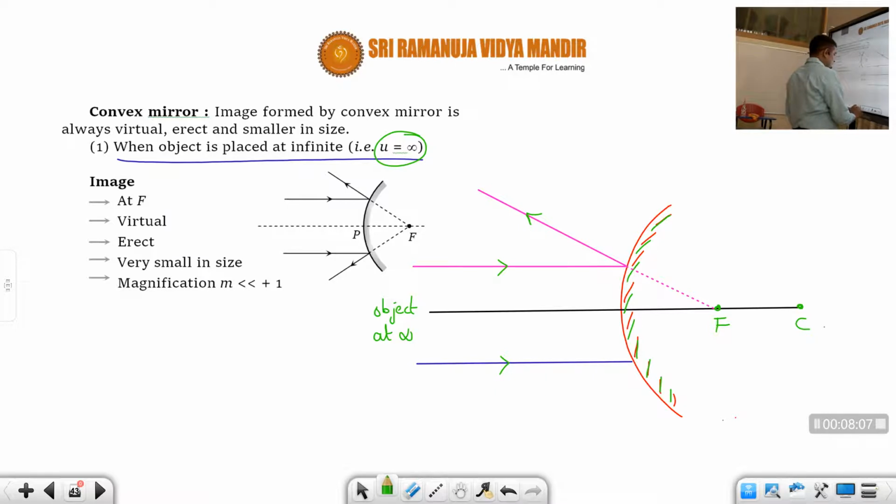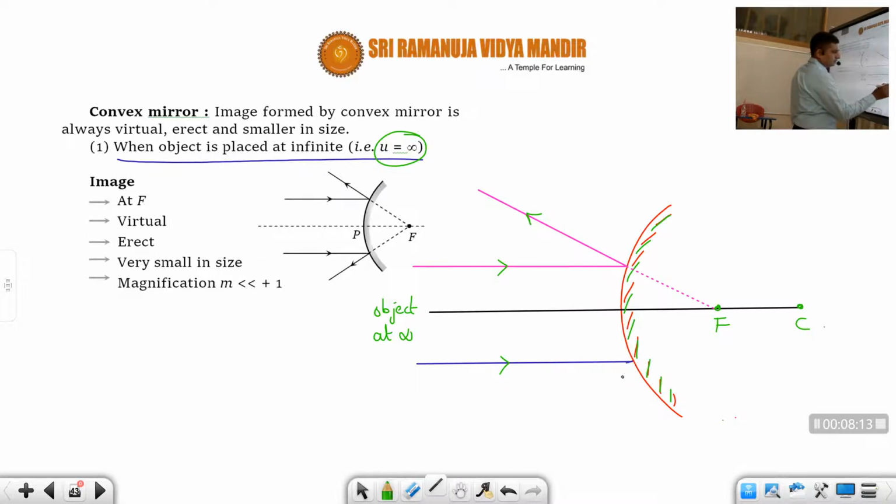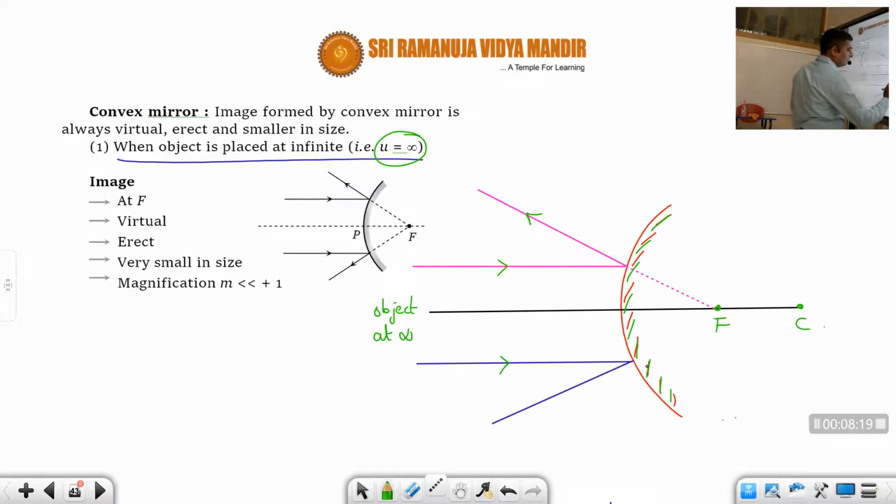Now let us see the reflected ray for the lower one. This one will get reflected in such a way that when you extend it back, that extended ray will pass through focus. This is the reflected ray. Now when the object is at infinity, where is the image? The image is formed at the focus.